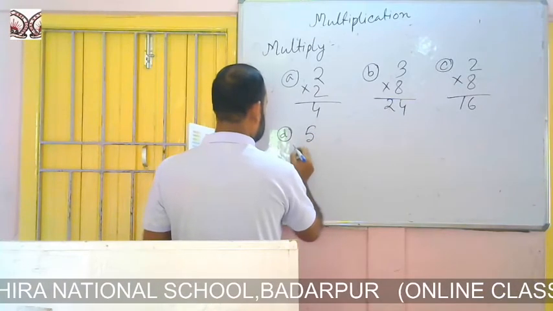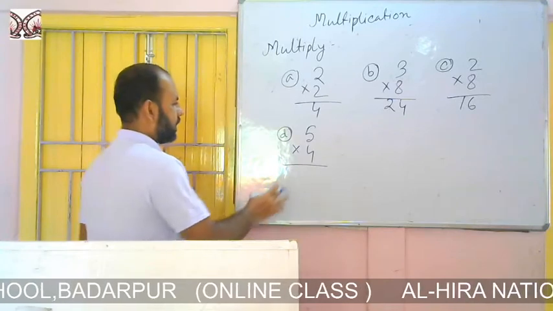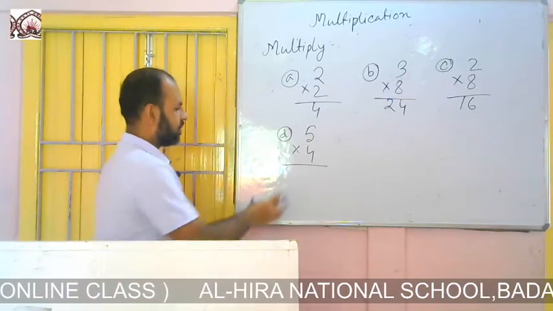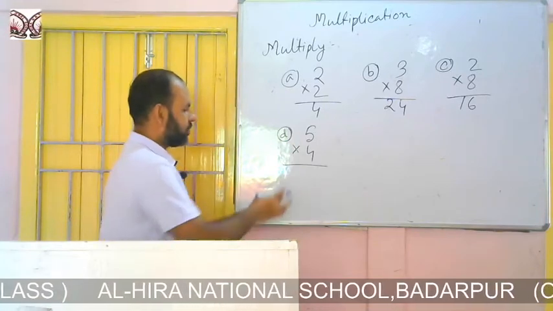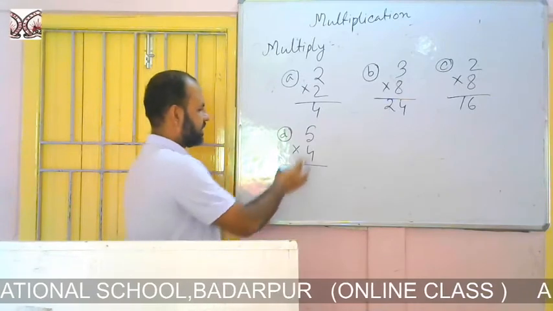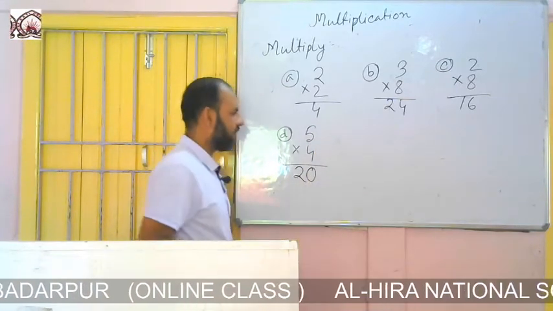Five into 4. So if we count either table number 5 or 4. If we count 5, 5 1 is 5, 5 2s are 10, 5 3s are 15, 5 4s are 20.